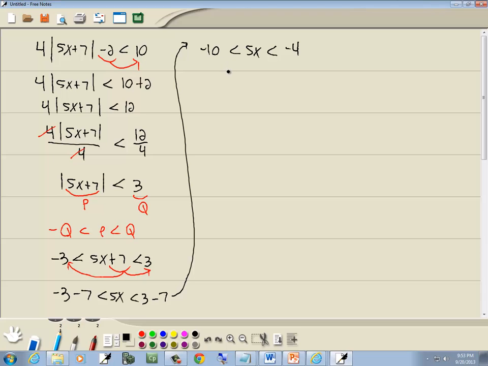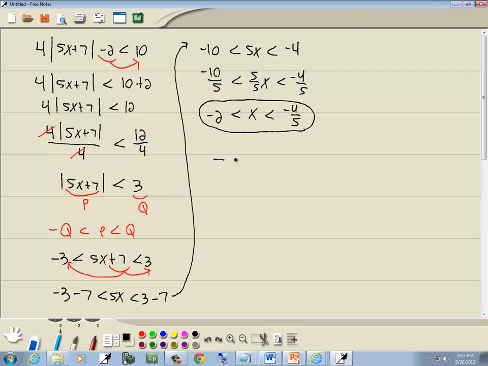Now our last step is to divide all 3 sides by the number in front of your x, which is a 5. So we get negative 10 divided by 5 is less than 5x divided by 5 is less than negative 4 divided by 5. Negative 10 divided by 5 is negative 2, is less than, those 5s cancel, gives us x, is less than negative 4/5.